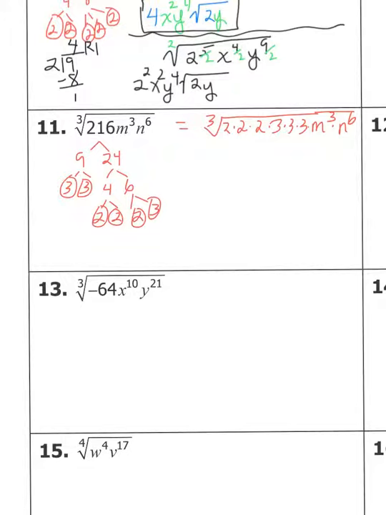So I've got an index of 3, so I need groups of 3. So here's one group of 3, comes out as a 2. A second group of 3 comes out as a 3. Then I'm going to divide this by 3, and 3 goes in there evenly once, so I get m to the first. 6 divided by 3 goes in there twice, so I get n squared, and there is nothing left over. So my answer is 6mn squared.